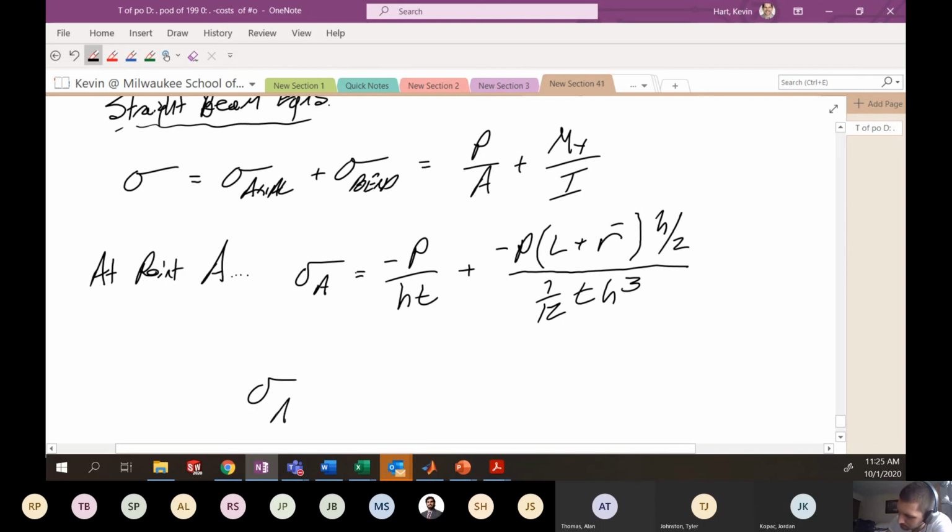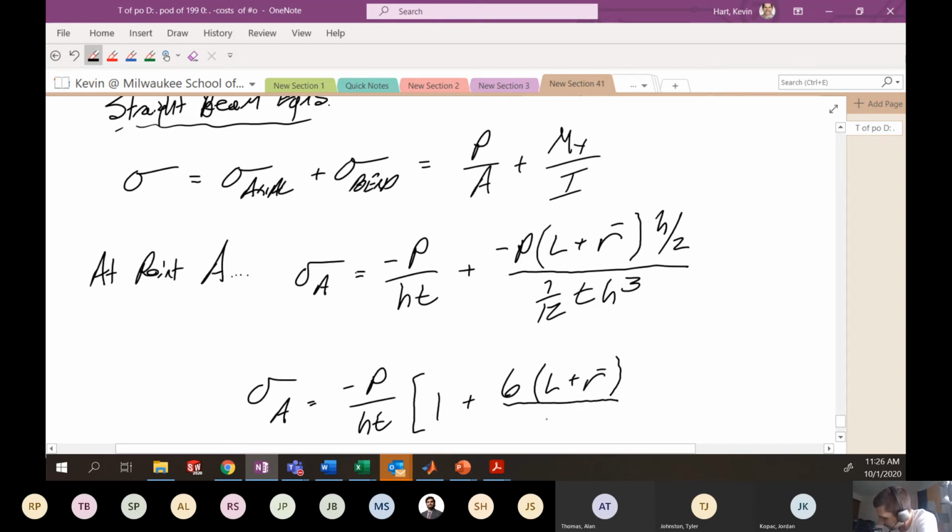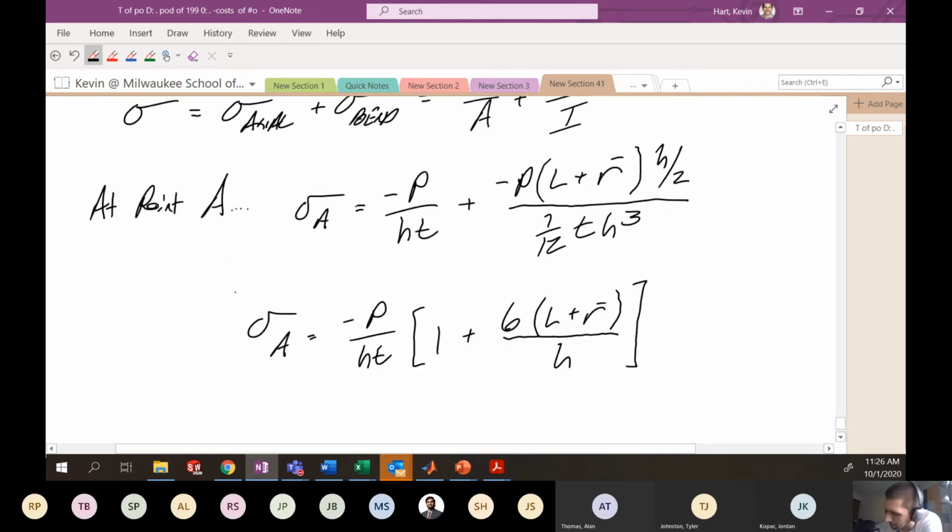So at A, my general equation is going to be something like, I can pull negative P on HT out of both of these, and you're going to have 1 plus 6 times L plus R bar, all on H. So there's your stress at point A if you're simply using the straight beam equations.